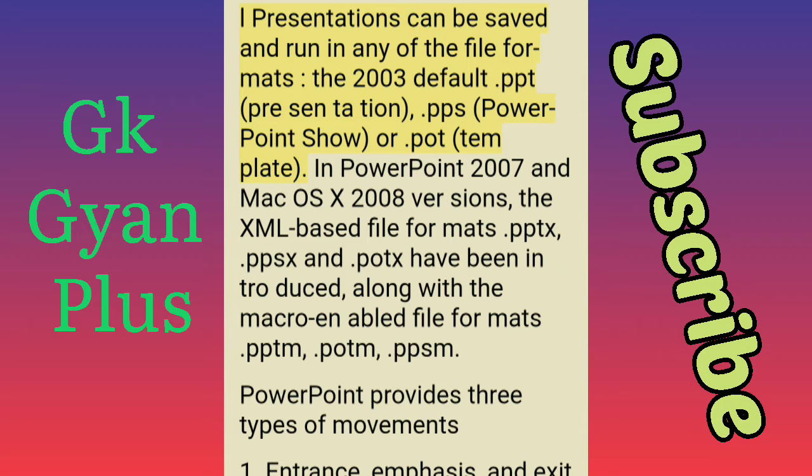Presentations can be saved and run in any of the file formats, the 2003 default .ppt, presentation .pps, PowerPoint show, or .pot template. In PowerPoint 2007 and Mac OS X 2008 versions, the XML-based file formats, PPTX, PPSX and POTX have been introduced, along with the macro-enabled file formats, PPTM, POTM, PPSM.